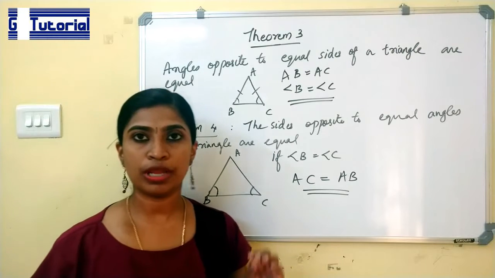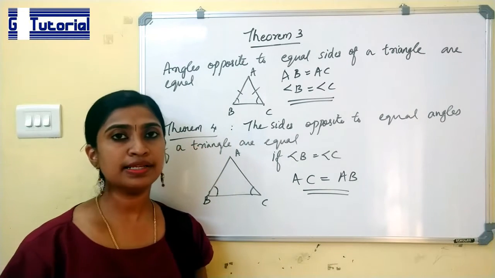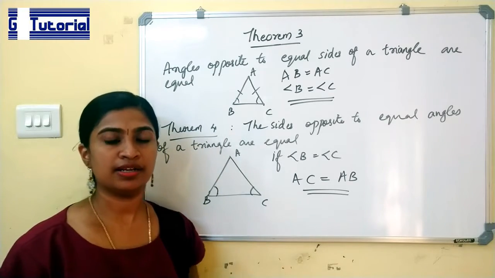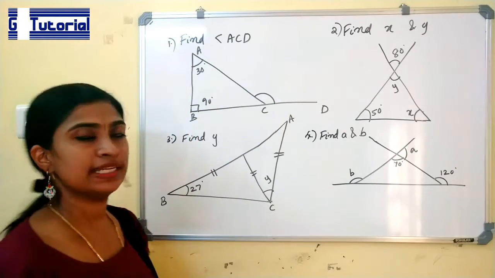So these are the four important theorems from triangles. Based on this, every problem from triangles can be solved. Now we can do some problems from the portion on triangles. The first question is: find angle ACD.